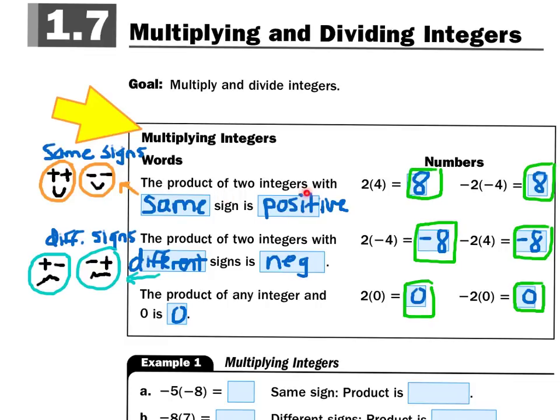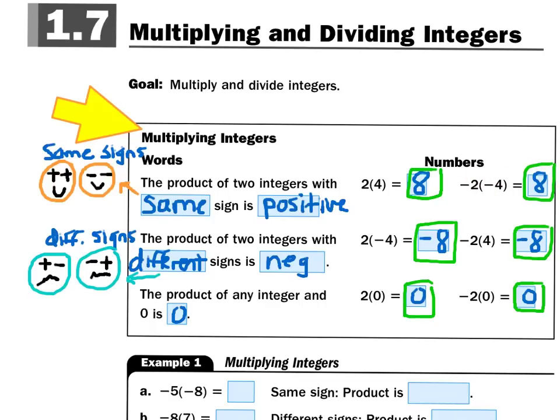The product of two integers with the same sign is always positive. So when the signs match or they're the same, we're going to get a positive answer. For example, positive 2 times positive 4 makes positive 8, or negative 2 times negative 4 would also give us 8.